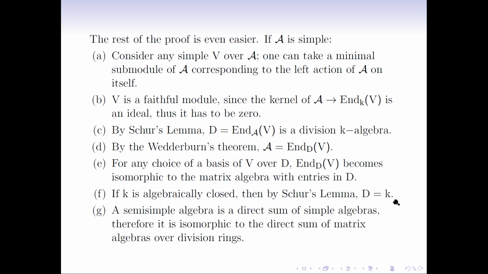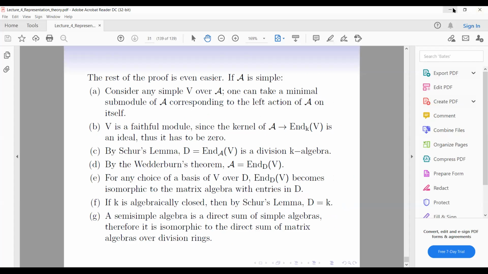Actually, if K is algebraically closed, the only possible division algebra over K is K itself. And then a semi-simple algebra is the direct sum of simple algebras, each of them isomorphic to the matrix algebra over some division algebra. Okay, so this is all for today.